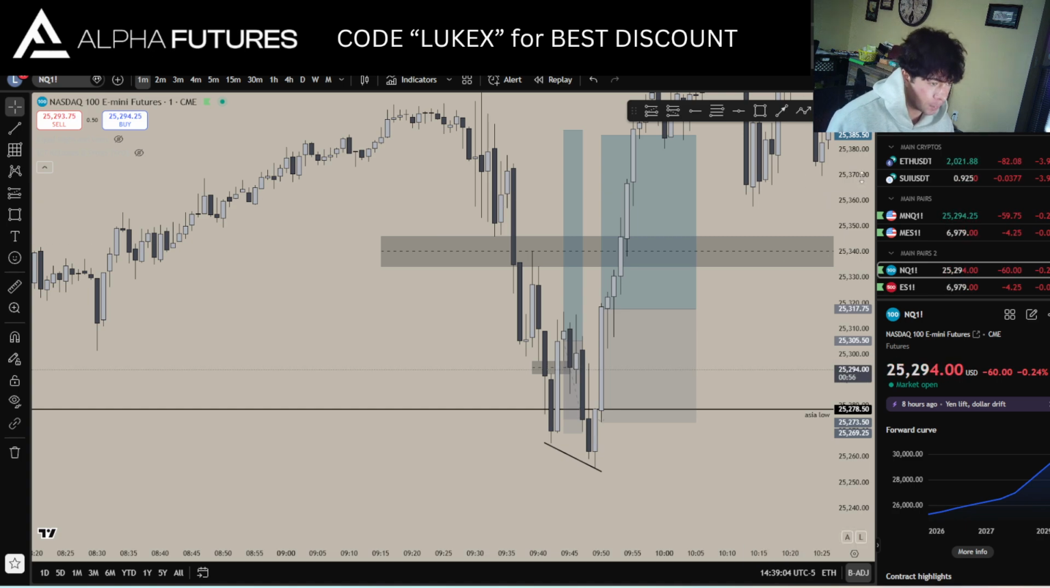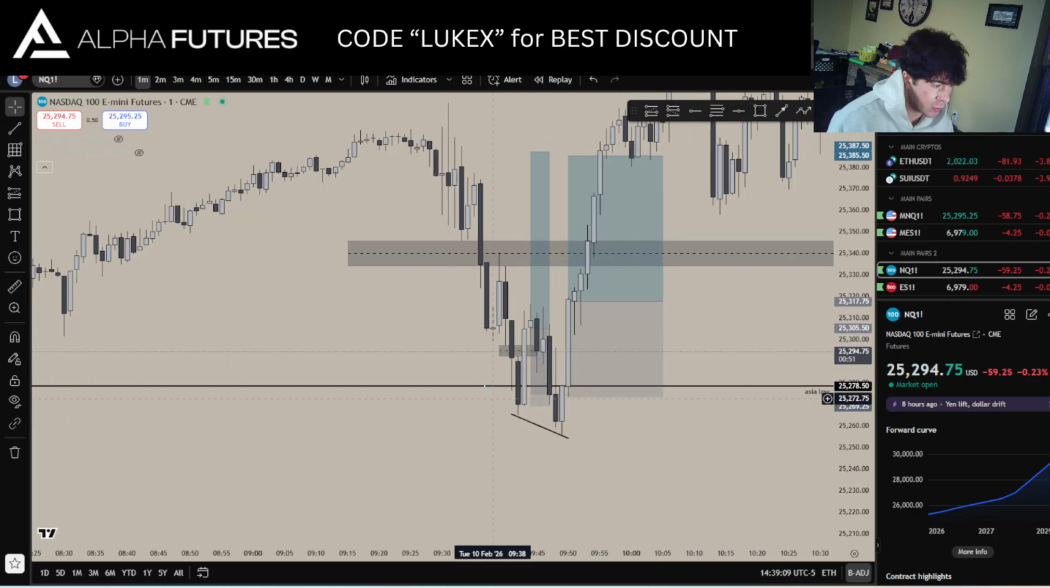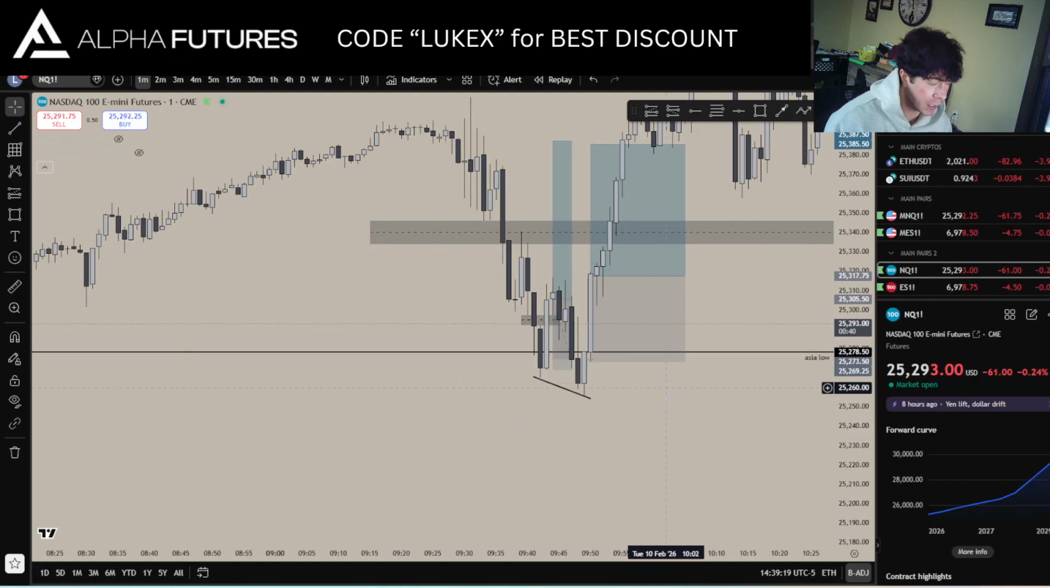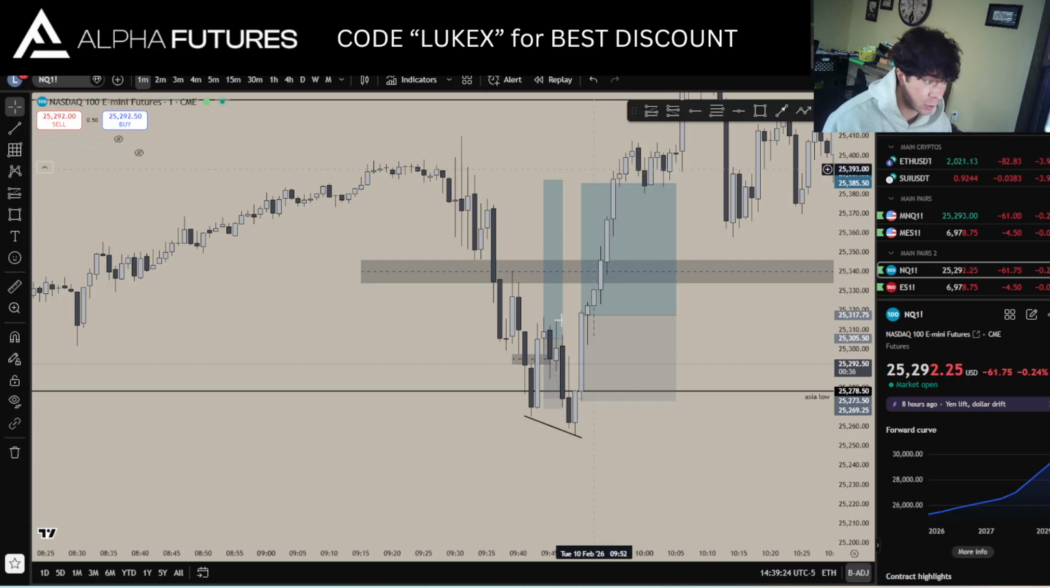And on top of that, we come down, we sweep out all the sell side. After we sweep out all the sell side, having an internal manipulation is going to add a lot of confidence and confluence to your trades. So not only do we get ES to give us confirmation, we also get internal manipulation and an SMT. So this just adds even more. This is a great setup.